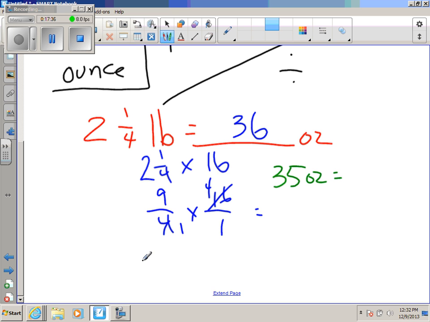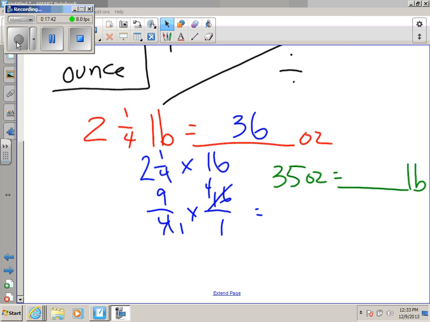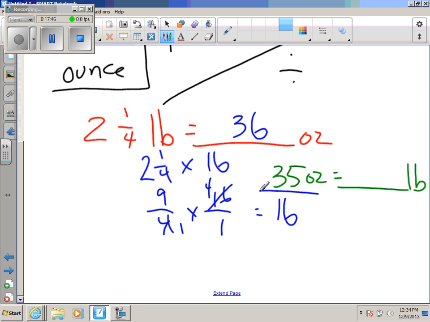35 ounces equal how many pounds? Try that one. You're dividing. Dividing by what? Good, so we put 35 over 16. That's how we do that. How many times does 16 go into 35? 2 is 32, excuse me. How many left? 3/16, right? Okay.